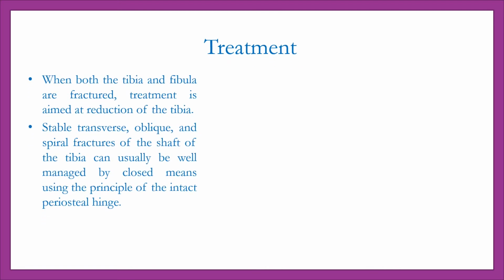Treatment. When both the tibia and fibula are fractured, treatment is aimed at reduction of the tibia. Stable transverse, oblique and spiral fractures of the shaft of the tibia can usually be well managed by closed means using the principle of the intact periosteal hinge.